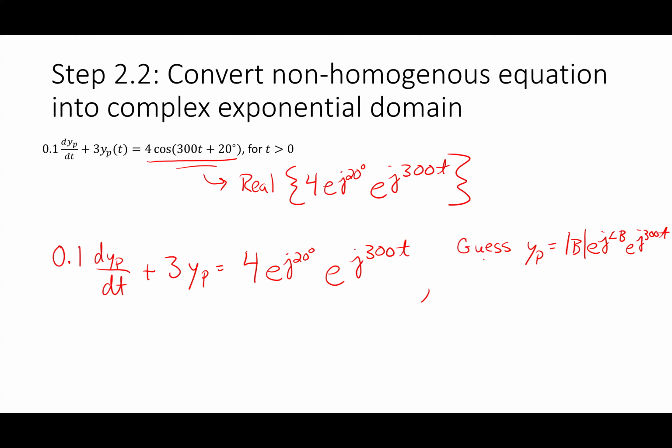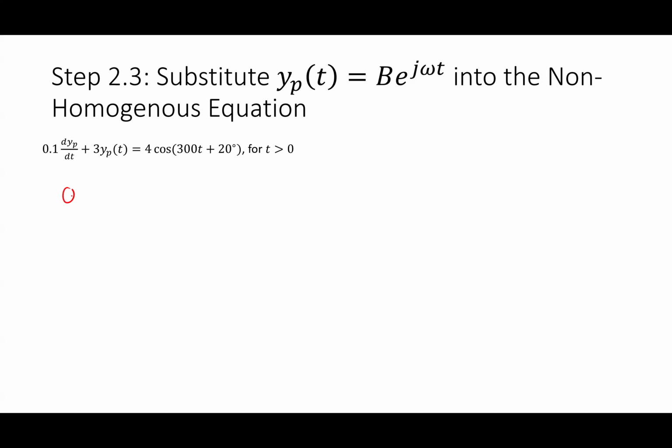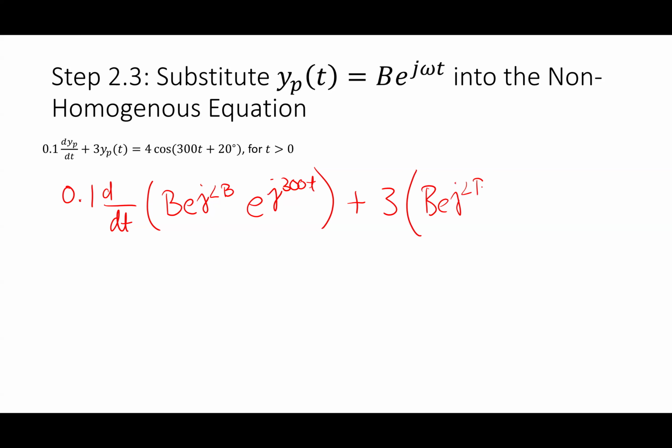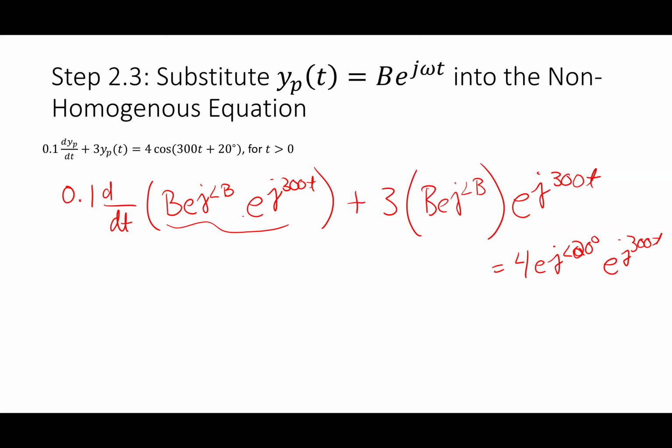Step 3 is to put the guess into this thing. So let's do that. I've got 0.1 dyp by dt, and yp we just said was b e to the j angle b e to the j 300t, plus 3 times b e to the j angle b e to the j 300t, equals 4 e to the j 20 degrees e to the j 300t. Like that. All right. What do I do here? I take the derivative of the first term. What's the derivative of this first term?